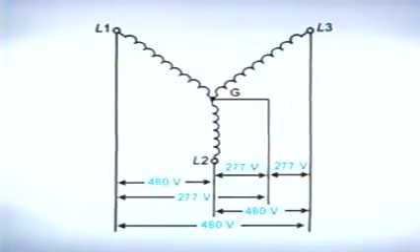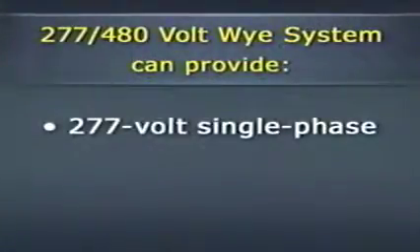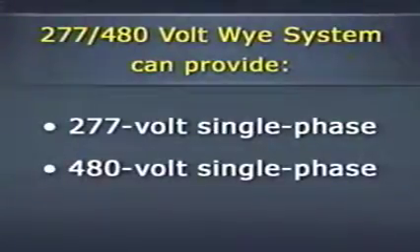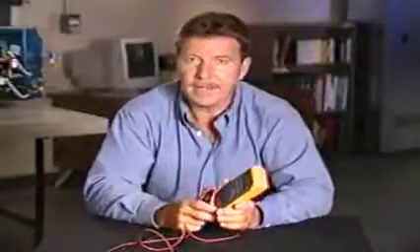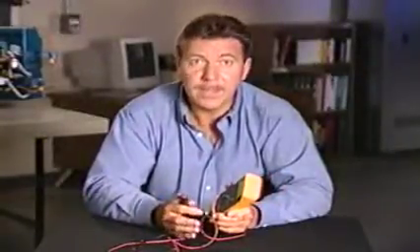This type of electrical system can provide 270 volt single phase, 480 volt single phase, or 480 volt three-phase power. The 277 volt system is very popular for use in fluorescent lighting circuits. This type of system can easily be identified with the help of a voltmeter. A voltage reading of 277 volts from a hot leg to ground, or a reading of 480 volts between two hot legs will identify this system as a 277, 480 volt system.